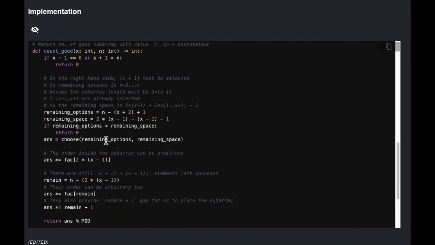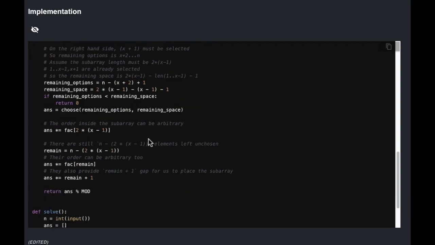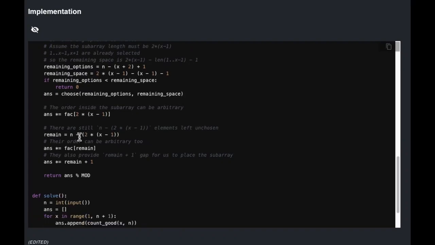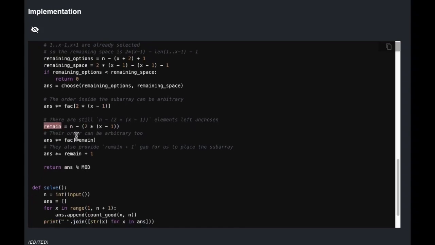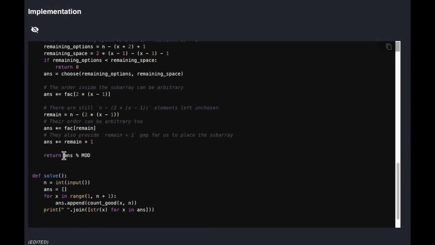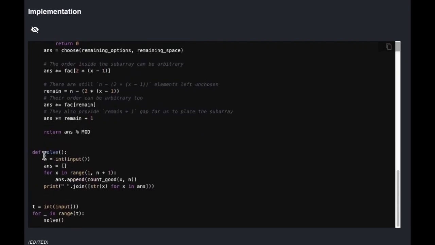And then again, if there's some boundary case there, it just returns 0. Otherwise, we run n choose k, where n is the remaining options for us to choose from, and k is the remaining space in that subarray. After that, the order of the subarray can be arbitrary, so we multiply by the factorial. There are n minus 2 times x minus 1 elements left unchosen. This 2 times x minus 1 is the length of the subarray, and n is the length of the whole array, so the remaining is the whole array minus the length of this subarray. The order of the remaining can be arbitrary as well, so we multiply by the factorial of that. It also provides remaining plus 1 gaps for us to lay the subarray, so we multiply by remaining plus 1 again, and eventually we return the answer modulo p.